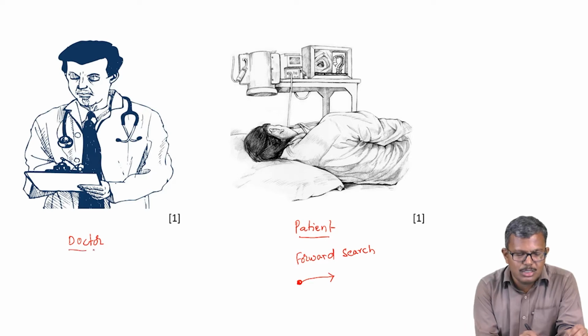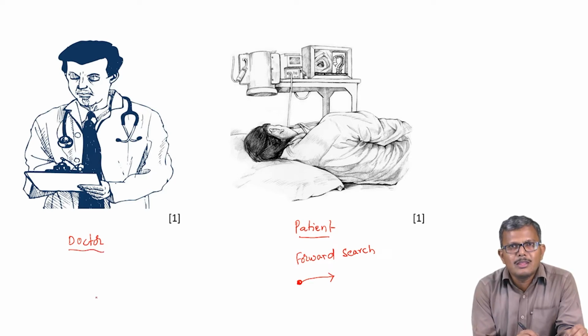But when it comes to the doctor, it is not the case. The doctor will try to identify the causes, what made the patient fall sick. So we can say that he is going back. He is doing some kind of investigation to understand the reason that made the patient fall sick. So the doctor here is following backward reasoning, or backward search, and the patient is following a forward search process.